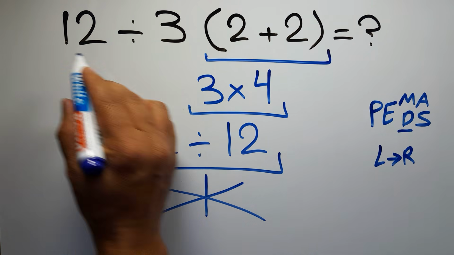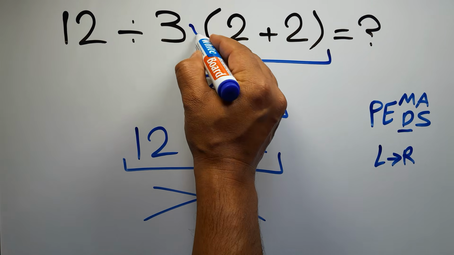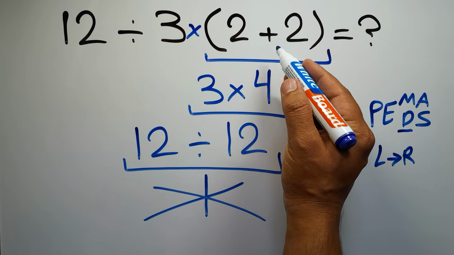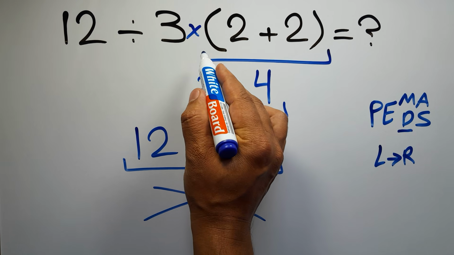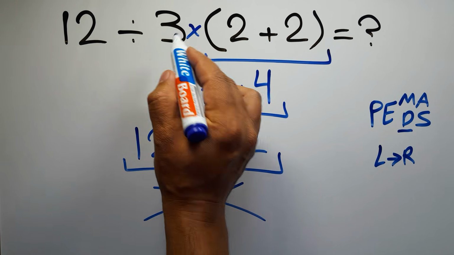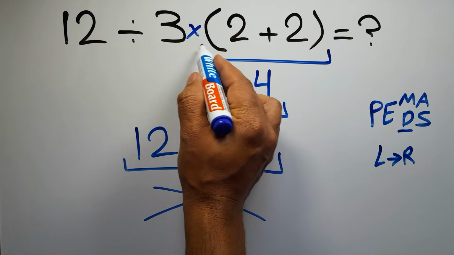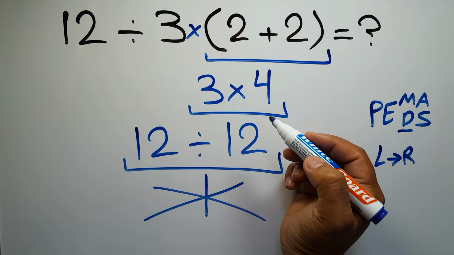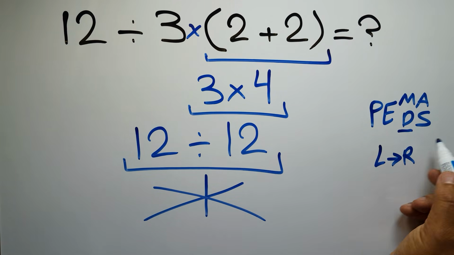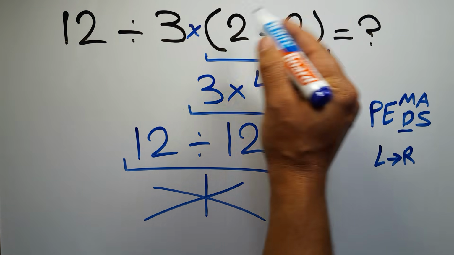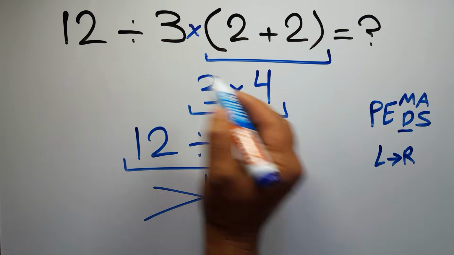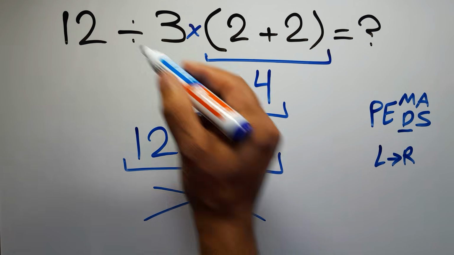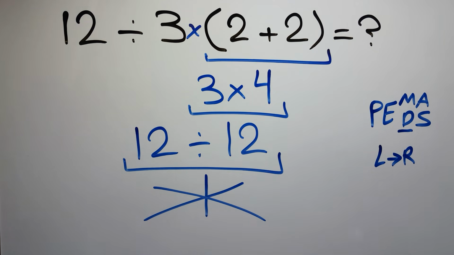In this expression, we have one division, one multiplication, and one parenthesis. Inside this parenthesis, we have one addition. Here we have a multiplication because in mathematics, when a number is placed next to parentheses, it means multiplication, and we usually don't write the multiplication sign for brevity. Okay, so according to PEMDAS, first we have to do this parentheses, then this division, and finally this multiplication. If we do this multiplication before this division, it is wrong.